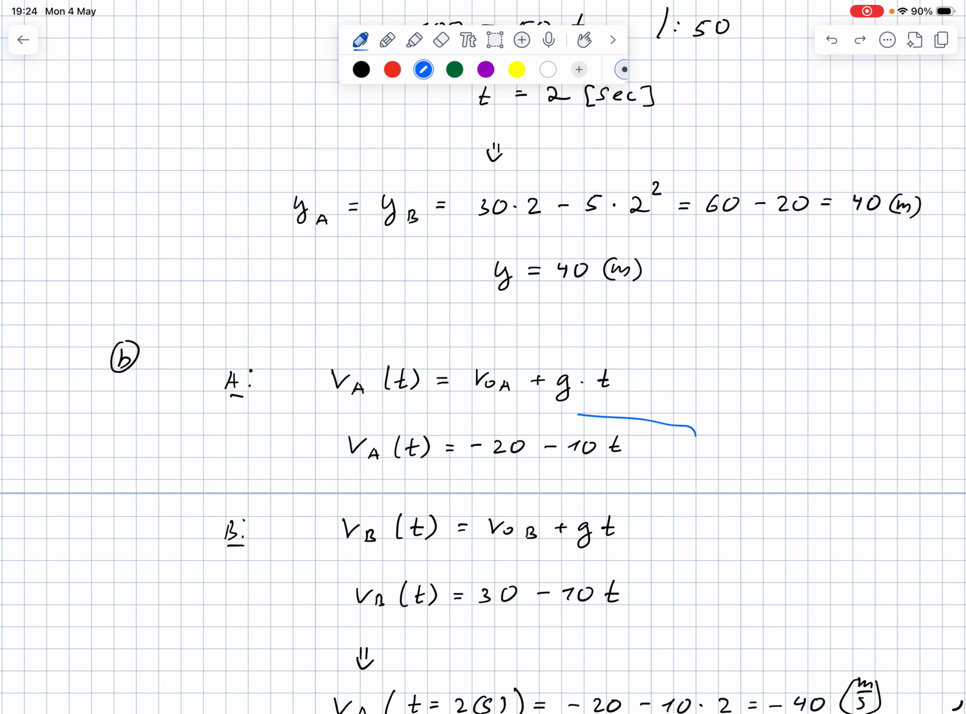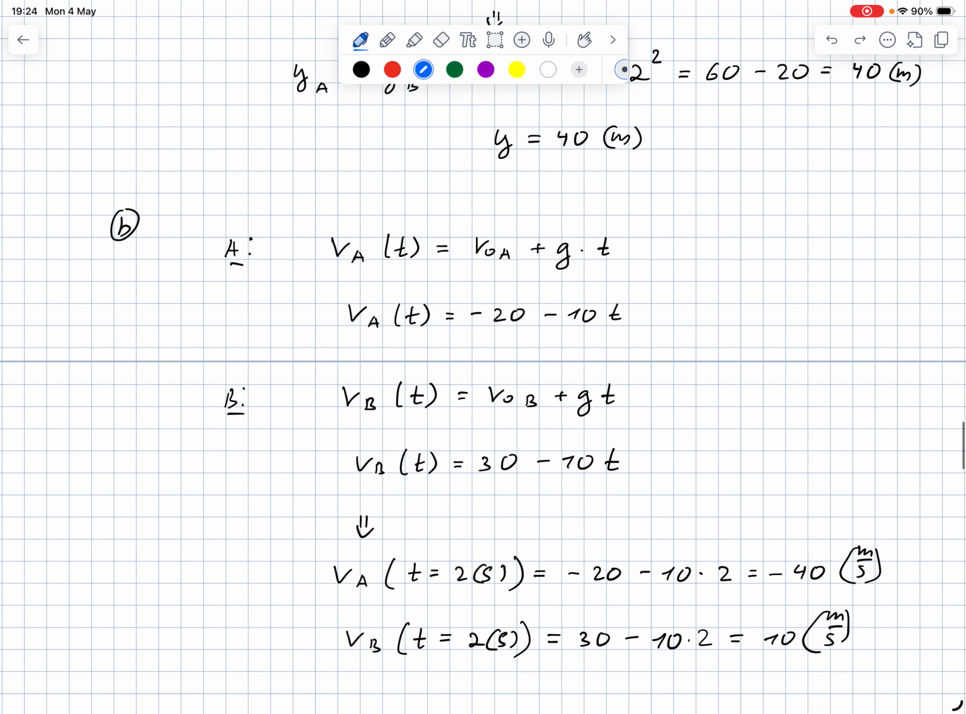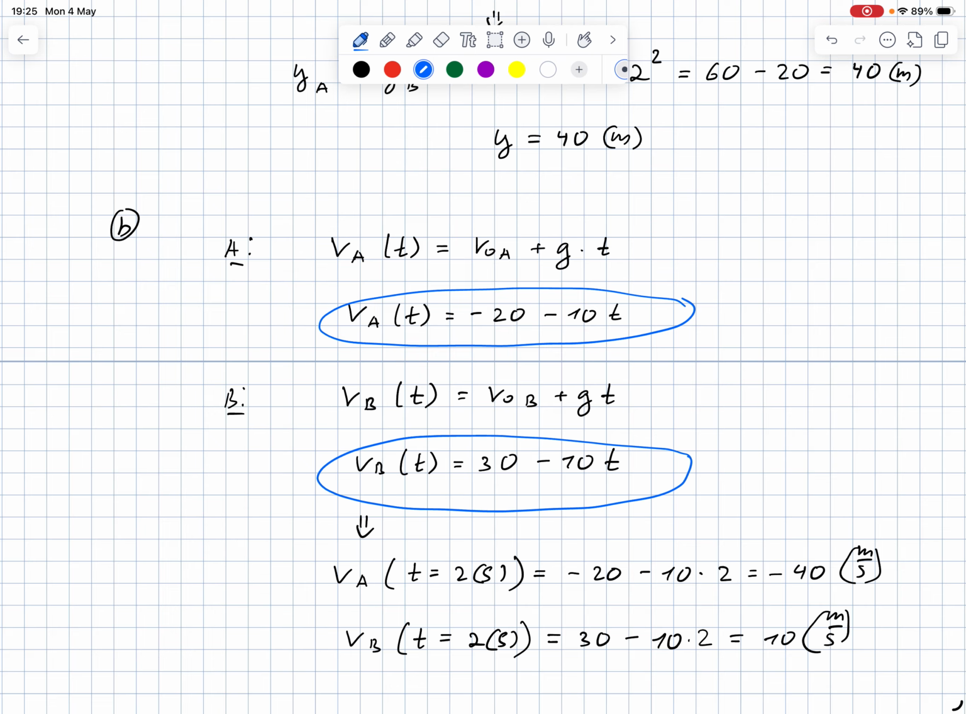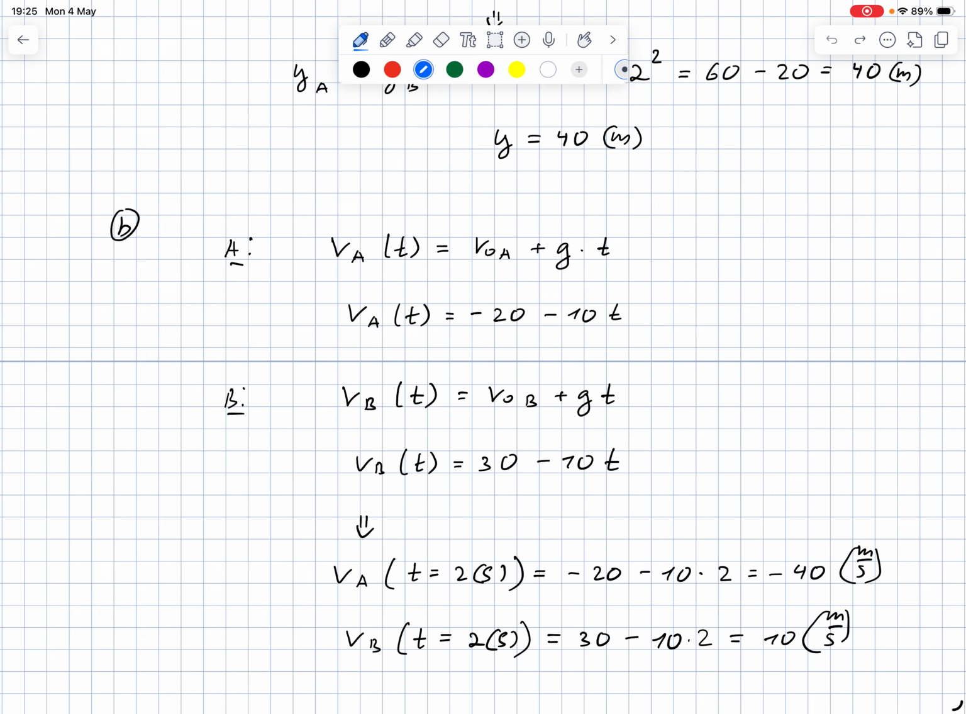Okay, this is the expression for velocity for any given time t for object A. The same, we're going to use the same formula to find the function v of t for object B. The initial velocity, of course, is 30, minus 10 times t, and that's how we have those two functions that represent the velocity for any given time t.